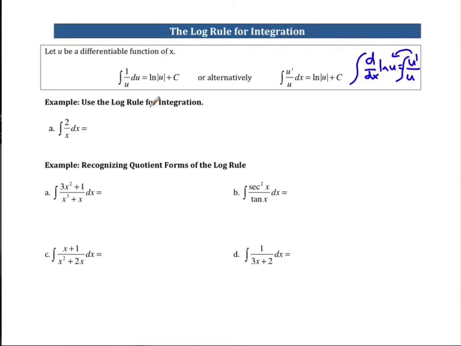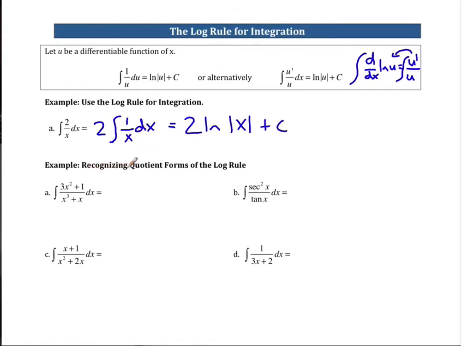Okay, so we want to use the log rule for integration in this function right here. And first thing we want to do is take out that constant multiple. So we'll rewrite this as 2 times the integral of 1 over x dx. And this is the most simple form. So here the integral of 1 over x dx is the natural log. So this is going to be 2 times the natural log of the absolute value of x plus c. Okay, so this case came out nice and perfect to the 1 over x.